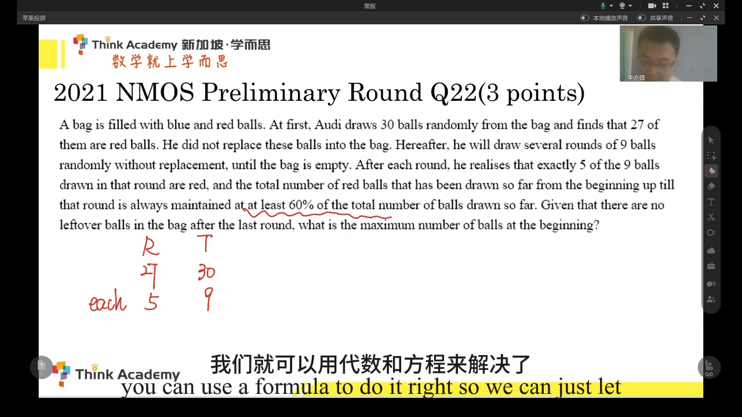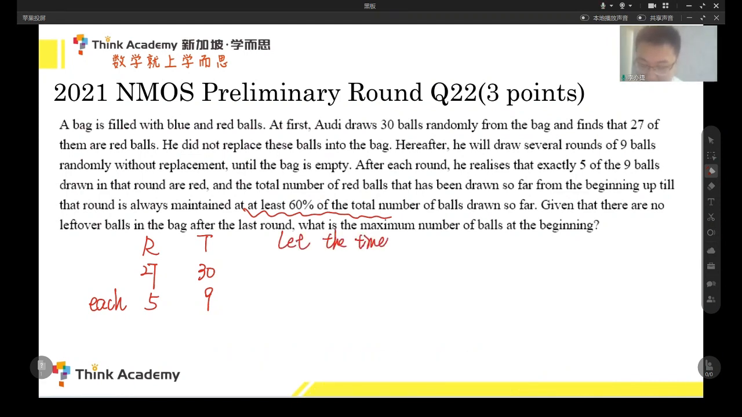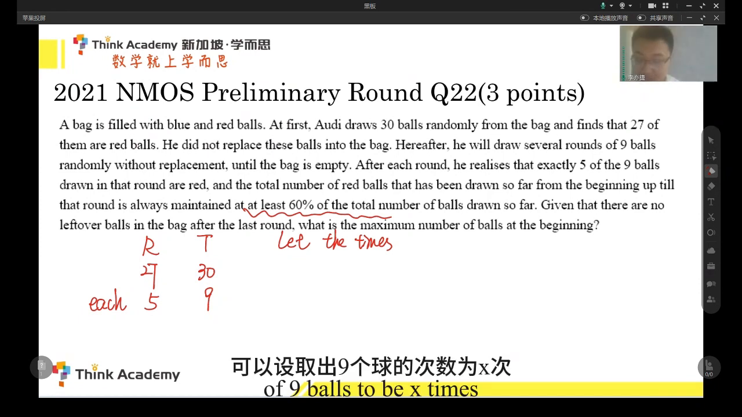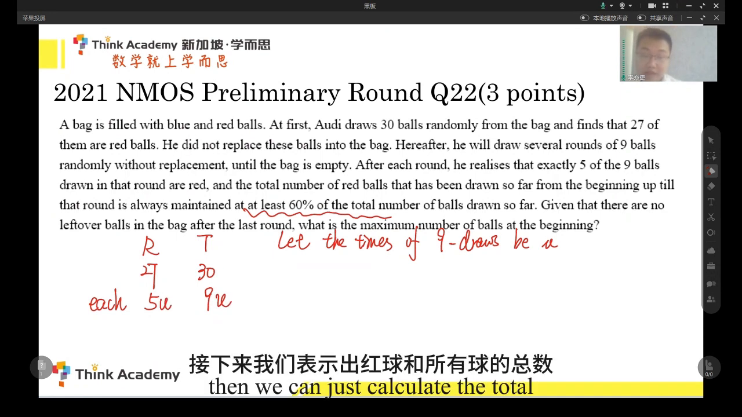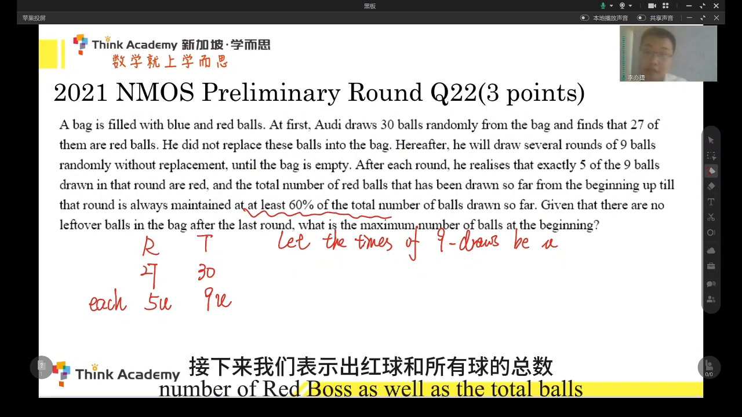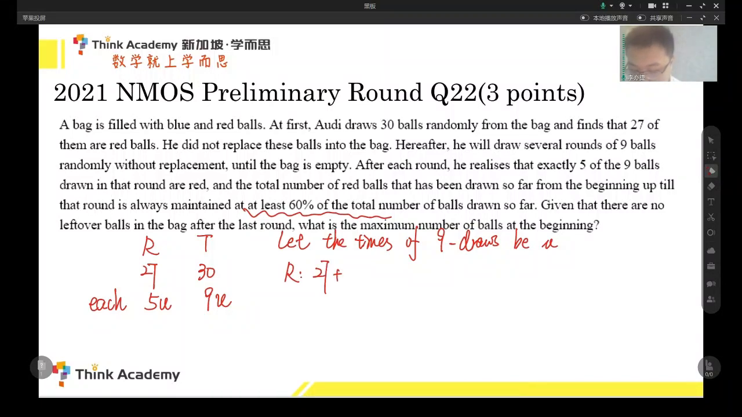So we can let the number of draws of 9 balls be u times. Okay? Then we can calculate the total number of red balls as well as the total number of balls. So the total number of red balls is 27 plus 5u, and the total number of balls is 30 plus 9u.